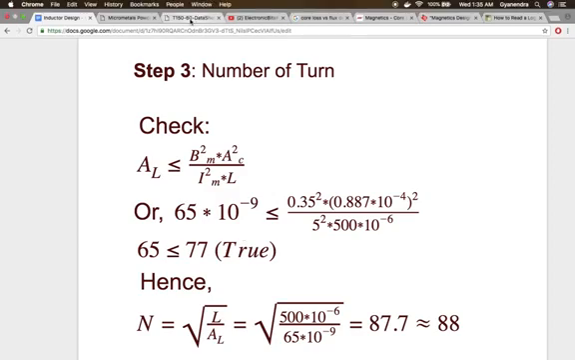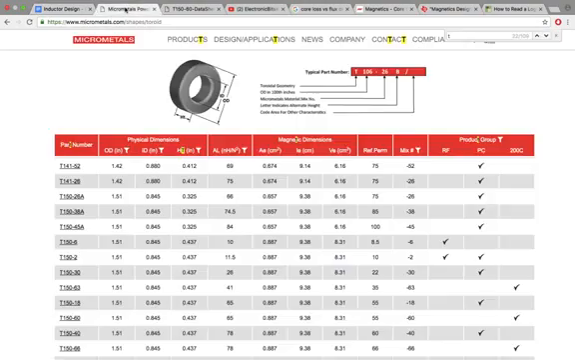Okay, but we cannot get exactly 77, because manufacturers may not have it. So you can choose accordingly. So I have chosen T150-60. Yeah, it's here, it says 65. There is 66 also, you can choose this also, not a problem.